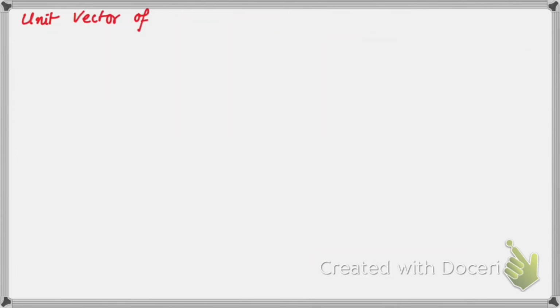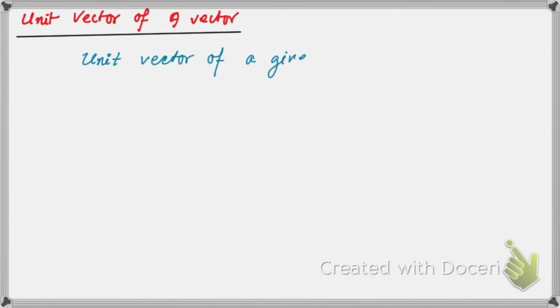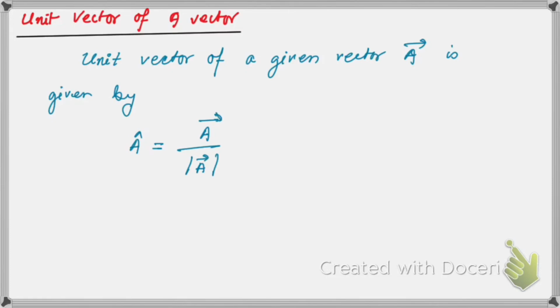Now what do we mean by the unit vector of a vector? The unit vector of a given vector a is represented by a cap, and it is given by vector a divided by the magnitude of vector a.